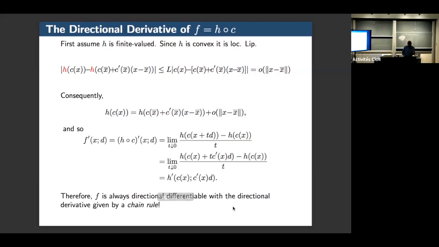But I know the directional derivative of convex functions. So the directional derivative of this function is this limit. And I know the difference is little o, so I can replace it with the linearization. Now I have the directional derivative of a convex function. To get the directional derivative, I just apply a chain rule. So a chain rule holds for the directional derivative.